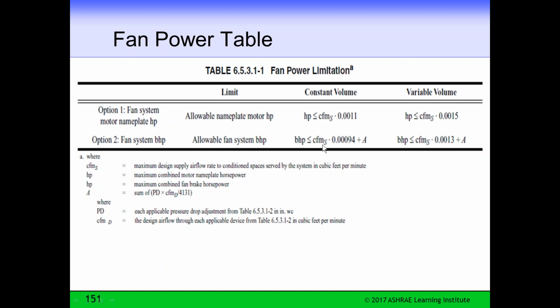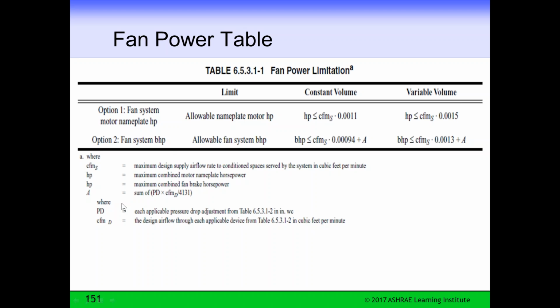Brake horsepower gets a little more complicated: the CFM times 0.0094 plus A. The reason this number is bigger is because a variable speed fan is not normally operating at full speed, so we give it a little break there. And here's what A is. A is the sum of the pressure drops times CFM through the device that's causing that pressure drop, divided by 4131.